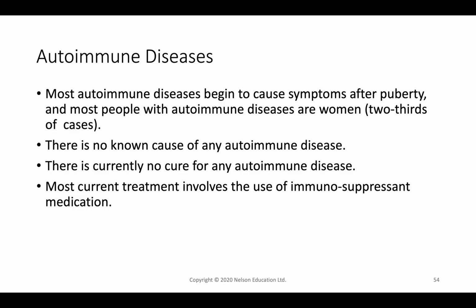Now, autoimmune diseases typically happen after puberty, and it often happens to women. Over 2/3 are going to be women. We don't know exactly why autoimmune diseases are caused. We don't really have cures, but we do have treatments, and the treatments are going to involve immunosuppressing medication. That means that individuals that have autoimmune disorders are more likely to get sick because they are immunosuppressed by design to keep their body from fighting itself.